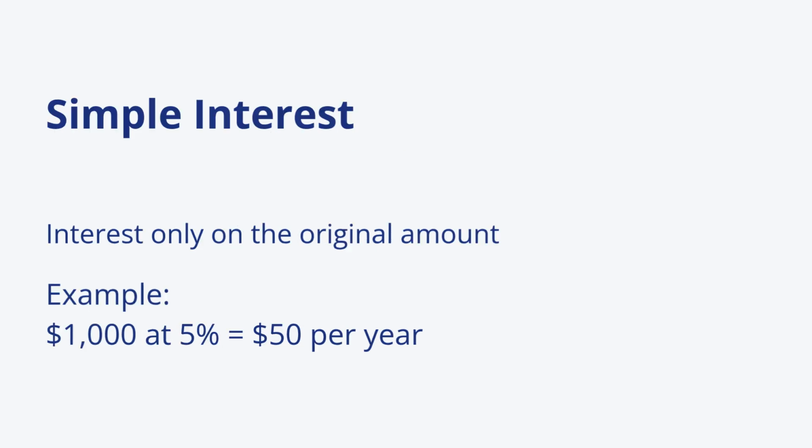Simple interest is interest calculated only on the original amount. For example, if you invest $1,000 at 5% simple interest, you earn $50 per year. After 5 years, you earn $250 in total interest.